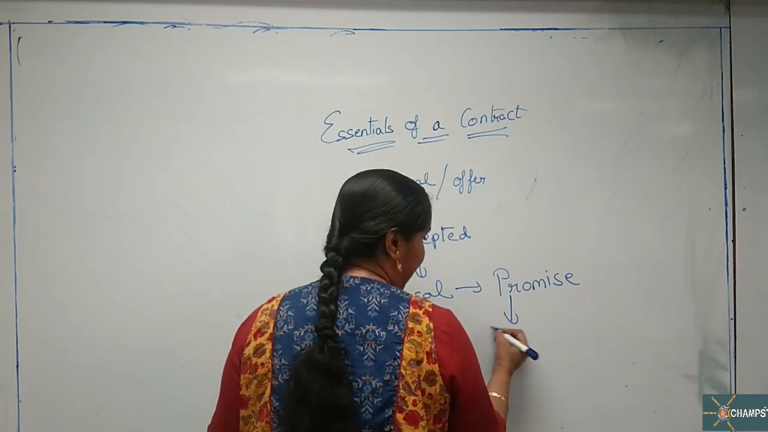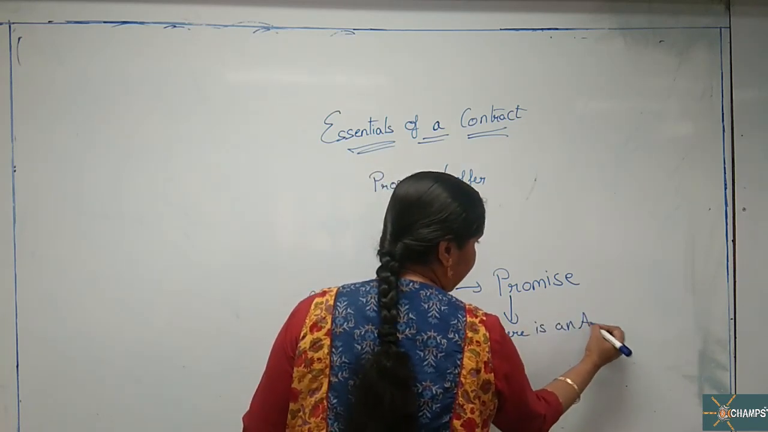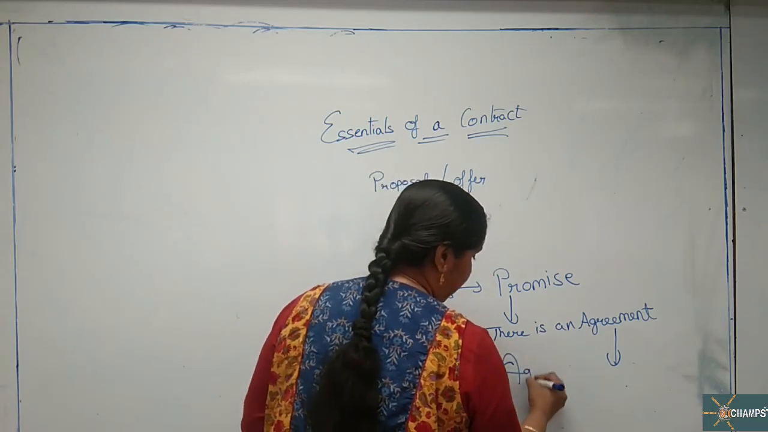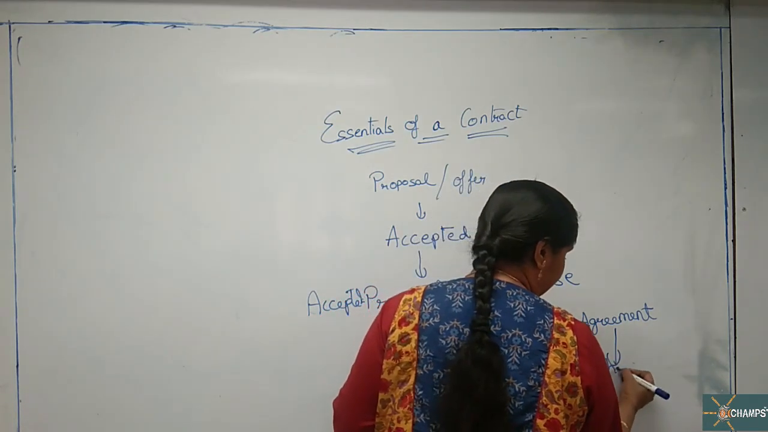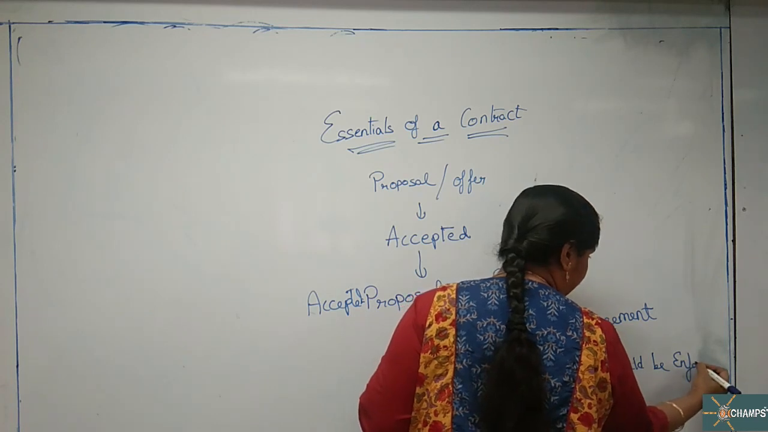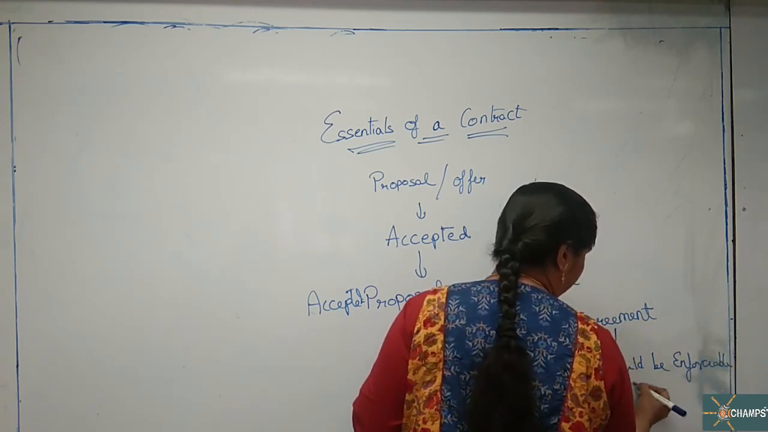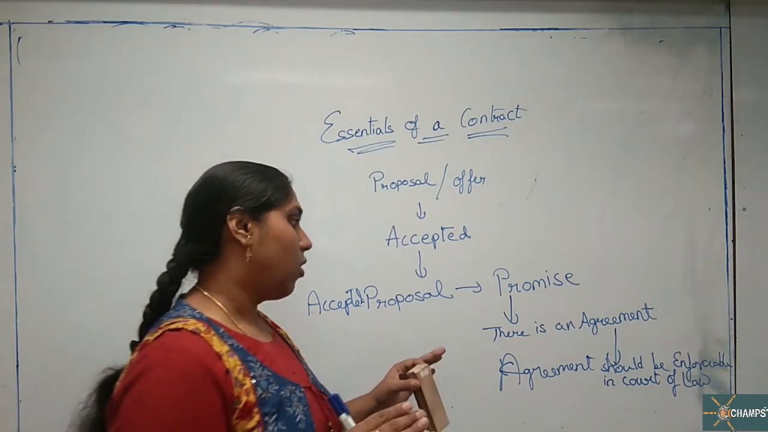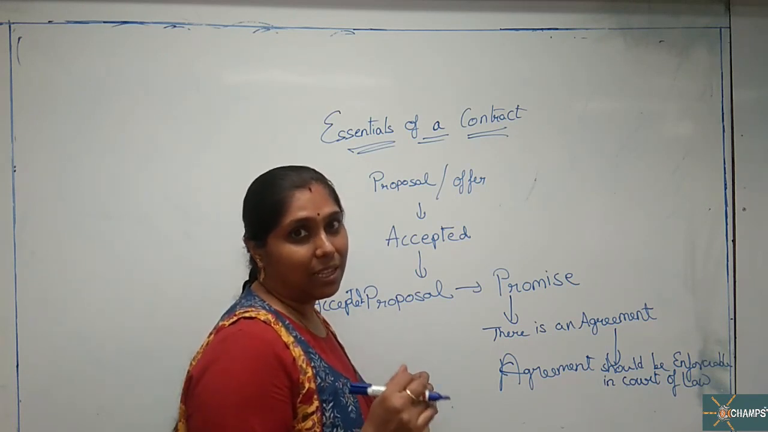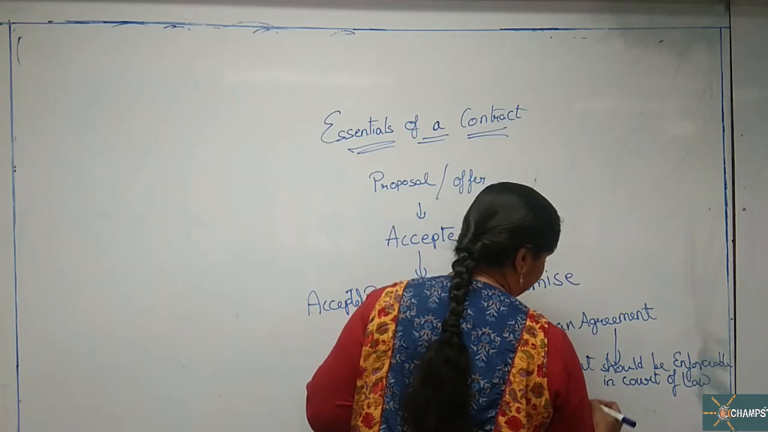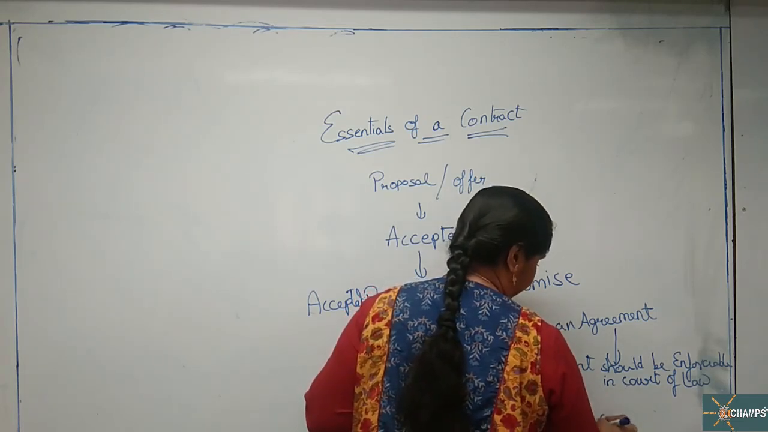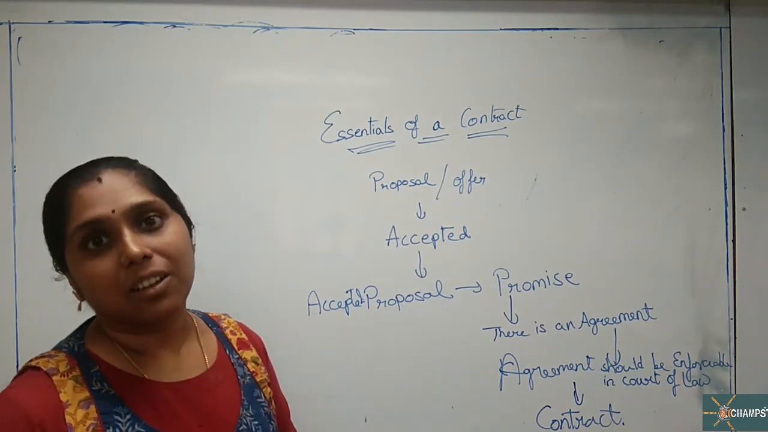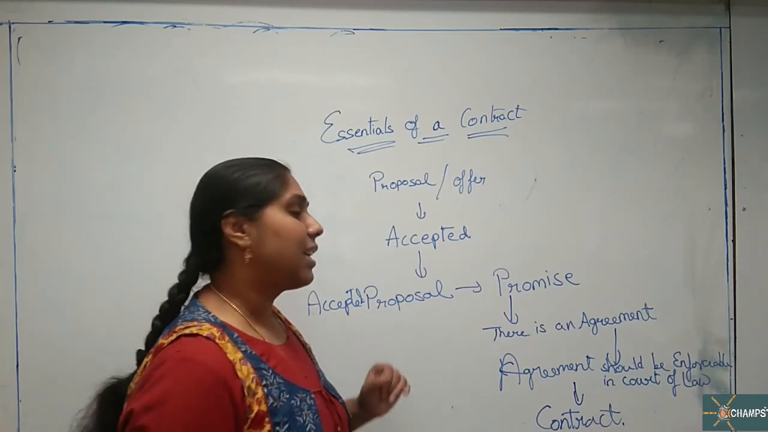Promise means what? There's an agreement. Then what is the test? This agreement should be enforceable in court of law. The agreement should be enforceable in court of law. When an agreement is enforceable in court of law, then it becomes a contract. So these are the essentials of a contract.